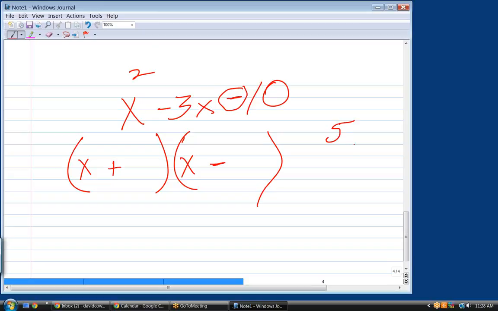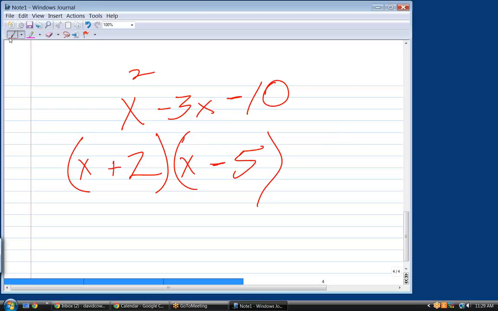Well, again, that's 5 and 2, only now there's a step 4, because I have to know which one to put the 5 with and which one to put the 2 with. Always put the bigger number with the sign of the middle term. So the 5 has to go there because the sign on the middle term is negative. Therefore, the 2 has to go there. And now, let's check our answer.